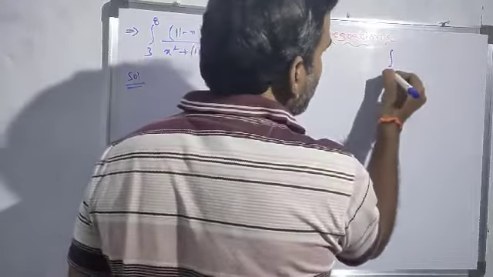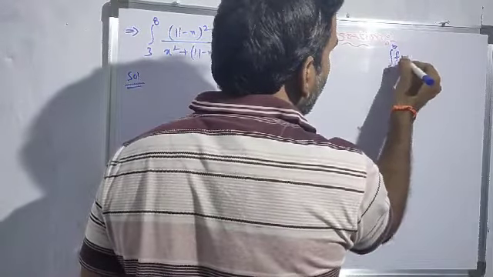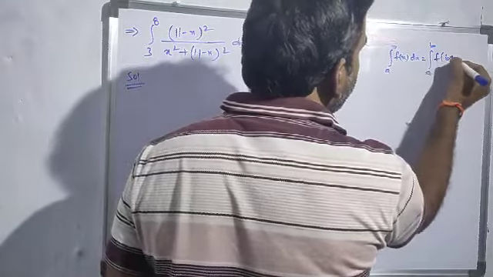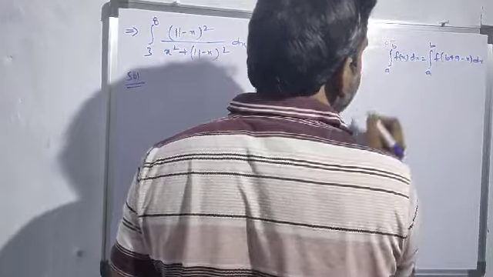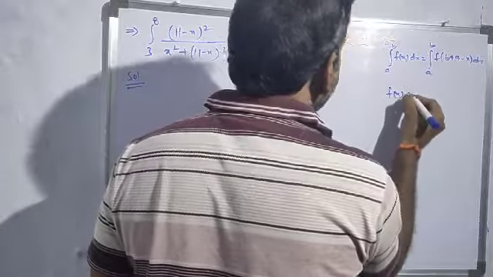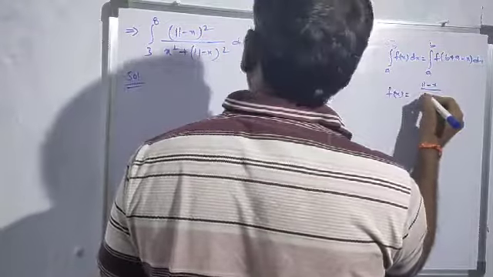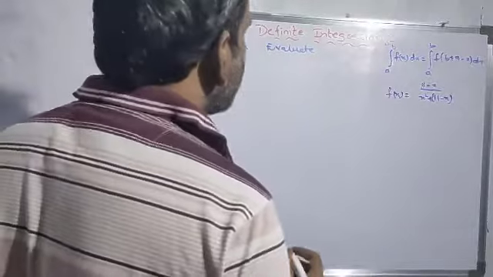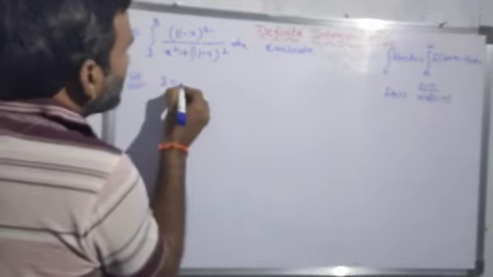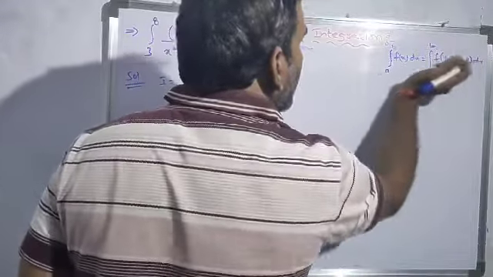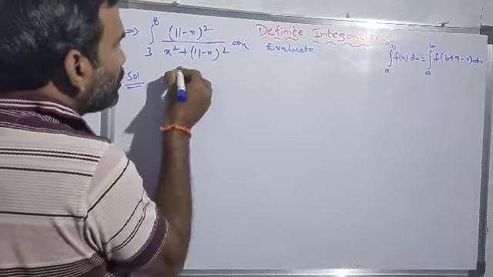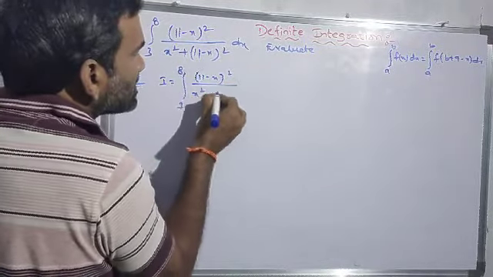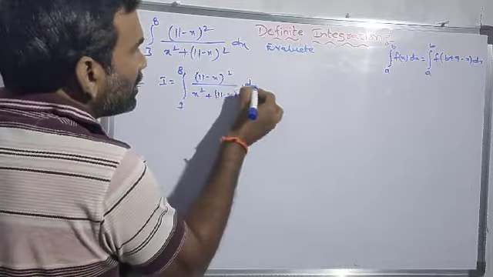Here I am writing the property: the integral from a to b of f of x dx equals the integral from a to b of f of (b plus a minus x) dx. In this place f of x is 11 minus x by x square plus 11 minus x. So I equals the integral from 3 to 8 of (11 minus x) whole square by (x square plus (11 minus x) whole square) dx.